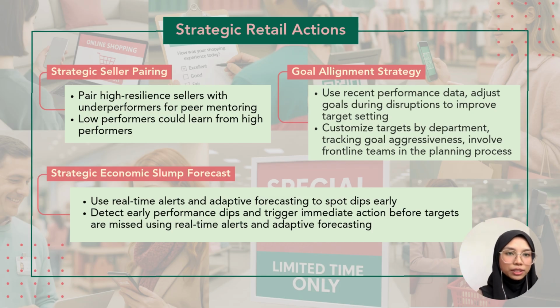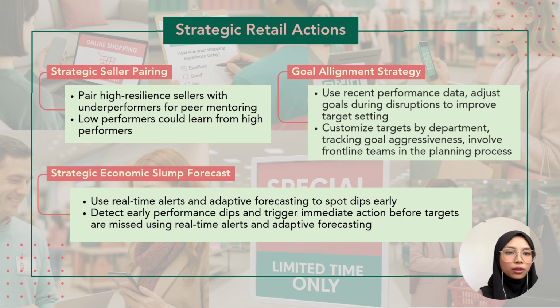To address our Q3, which looks into seller efficiency and value conversion, we recommend strategic seller pairing. This means to pair high-resilience sellers like Leticia Ribeiro with underperformers for peer mentoring. It's a low-cost yet high-impact move that enables knowledge transfer and boosts seller confidence and output organically.